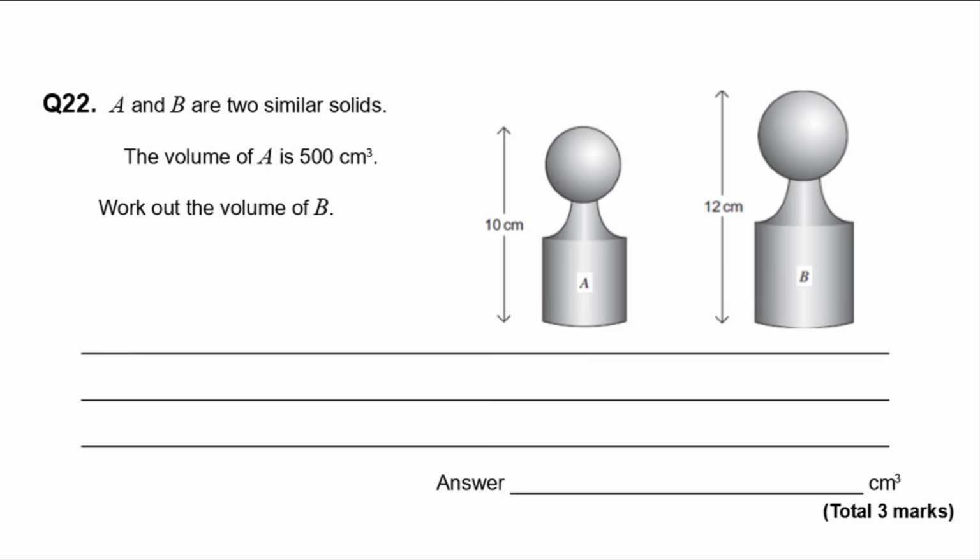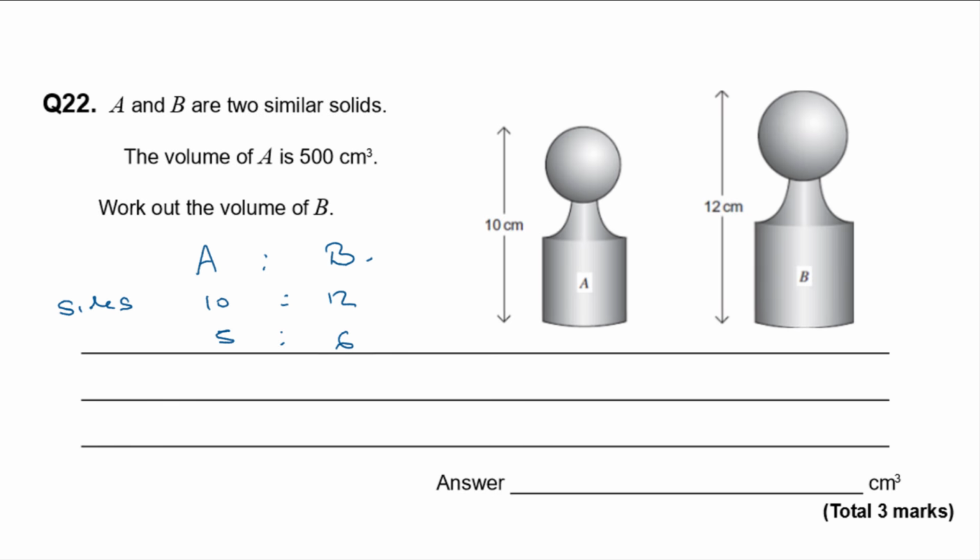Question 22, A and B are two similar solids. The volume of A is 500 cubic centimeters. Work out the volume of B. Okay. Well, we've got A to B. Now the ratio of their sides is 10 to 12, isn't it? Okay, which is the same thing as 5 to 6. And that counts down to 5 to 6. So their sides are in the ratio of 5 to 6.